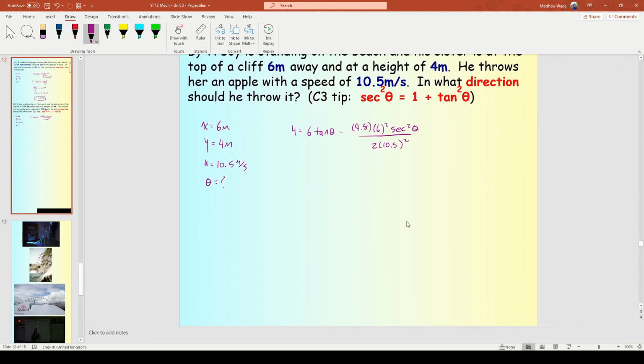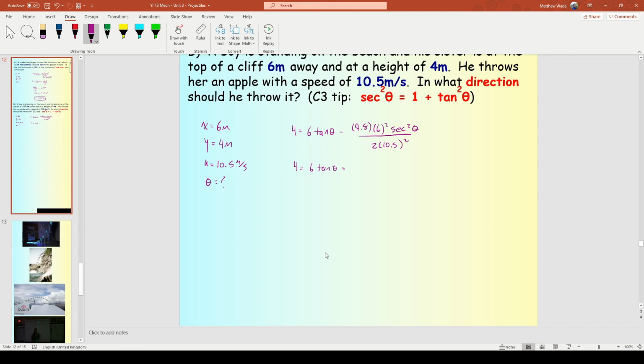Yeah, no problem. Okay, now because it's physics, let's go ahead and tidy it. Let's put some numbers to it. So 4 equals 6 tan theta, and I'm going to put every single number, 9.8, 6, 2, and 10.5 in my calculator. So 9.8, fraction button first. Fraction button, 9.8 times 36 over 2 times 10.5 squared equals 8/5, I've got. Oh, that's nice. Yeah, that's brilliant. Or 1.6.